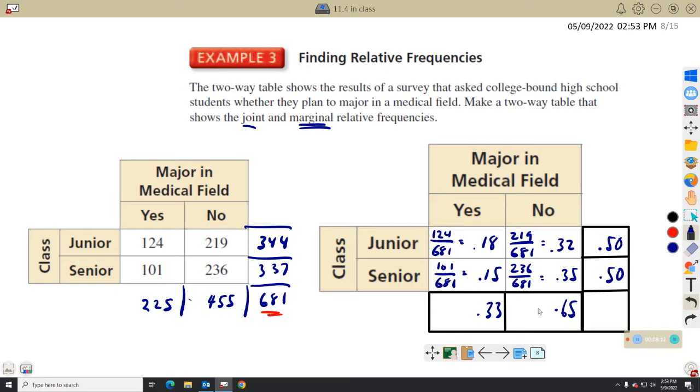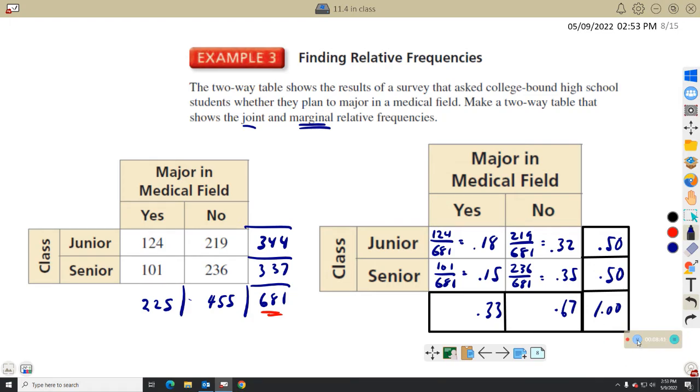Okay, something's not right in here, I think. Oh, this is 0.67. That's where my mistake is. Sorry about that. Because they should add up left and right, up and down, the same. And they should add up to 100%. So there we go. Okay, so those are our marginal relative frequencies. Marginal relative frequencies: the sum of the joint relative frequencies.